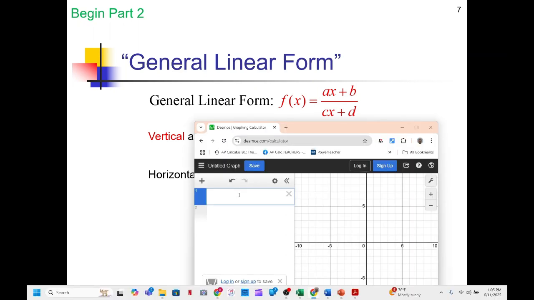So here I am on Desmos. I'm going to create a function that's in this general form, but I'm going to have to put some numbers in there. So let me do f of x equals fraction. Let's do 2x minus 8 over, I don't know, 4x plus 20. Okay, and it's a vaguely rational function looking graph.